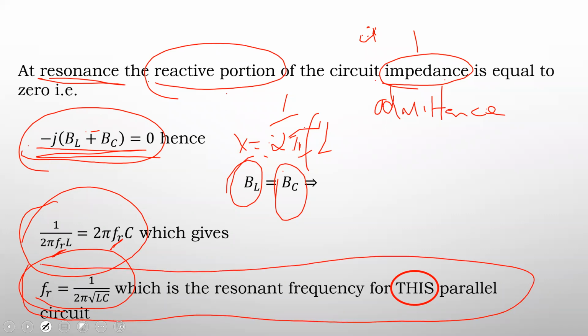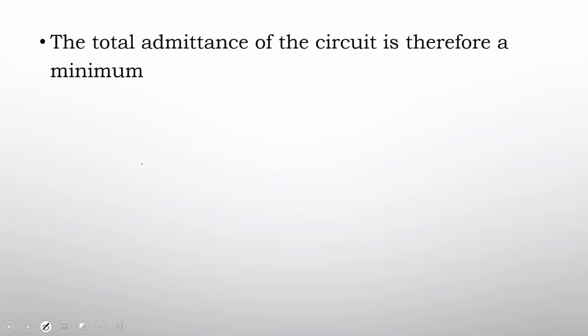All right. Now, as I said before, BL is equal to BC. Now, if the reactive portion is 0, then it means that the total admittance of the circuit would be equal to G.